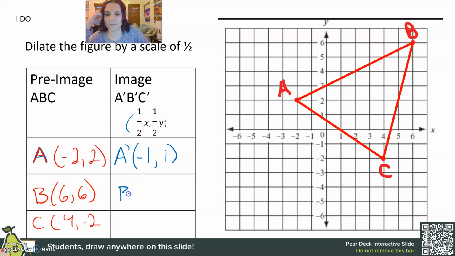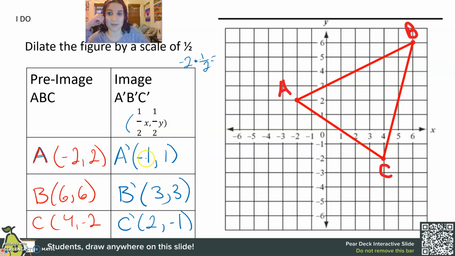B prime: 6 divided by 2, or half of 6, is 3. And again, half of 6 is 3. And C prime: half of 4 is 2, and half of -2, or -2 times 1/2, is -1. Now I have my image coordinates, and I'm going to graph them and see what it looks like.